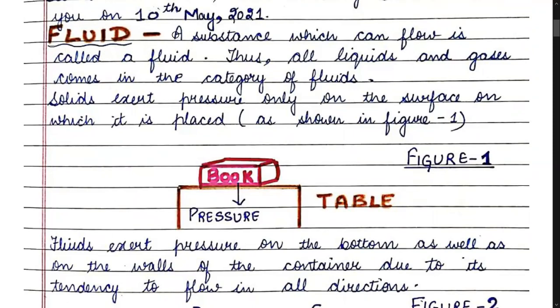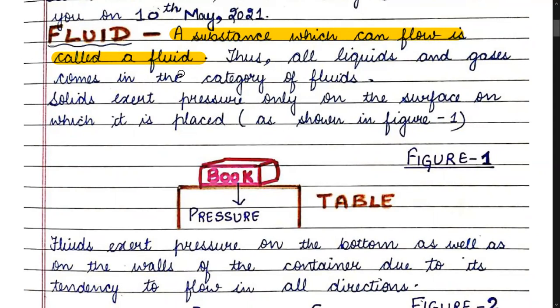A fluid, a substance which can flow, is called a fluid. What does it mean? Any substance which can flow is termed as fluid. Children, we know that liquids can flow as well as gases can also flow. So, both liquids and gases come in the category of fluids.